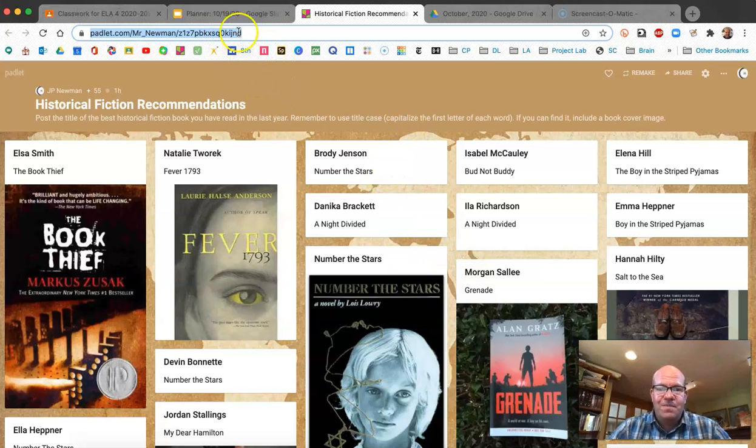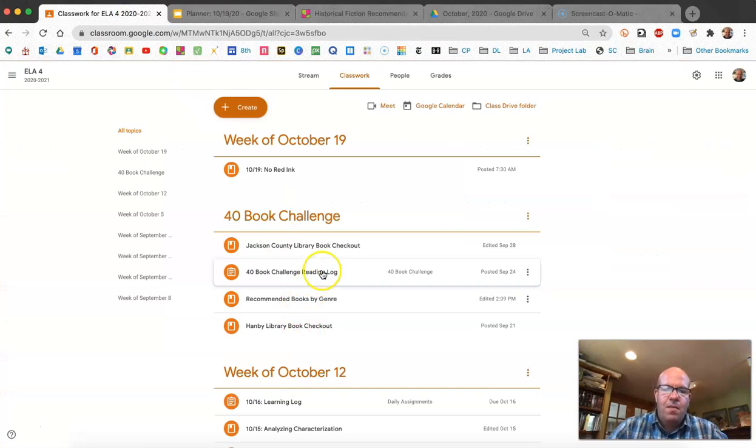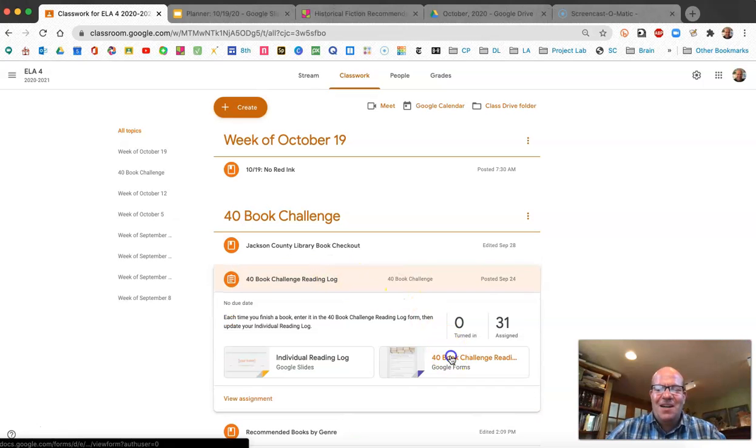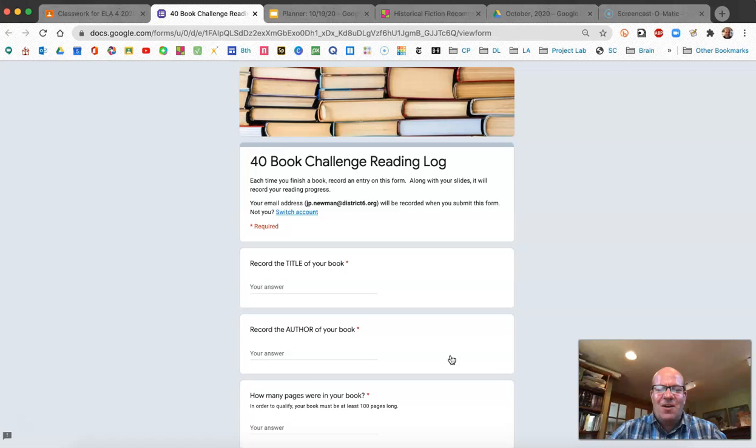That's historical fiction. So then, just a quick reminder, make sure that you are staying current with your reading log. Hint, hint, make sure you are staying current. So in here, when you finish a book, please make sure that you enter the book that you have read in the 40 Book Challenge reading log.